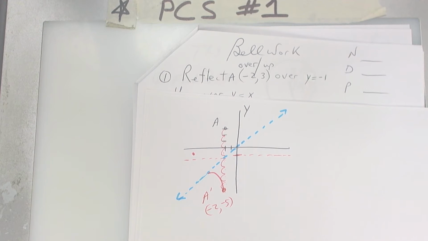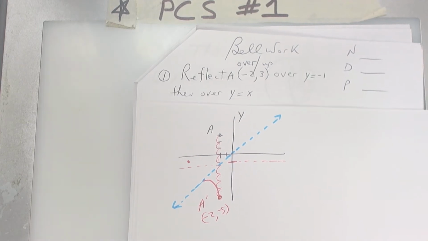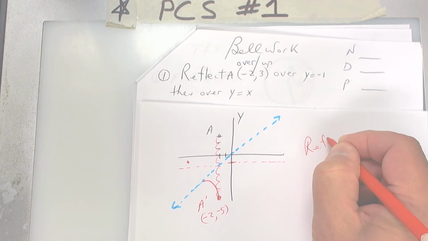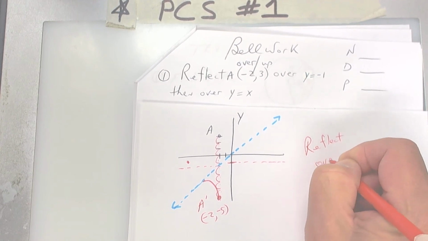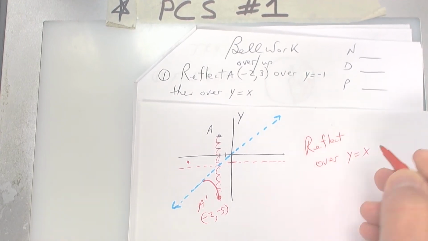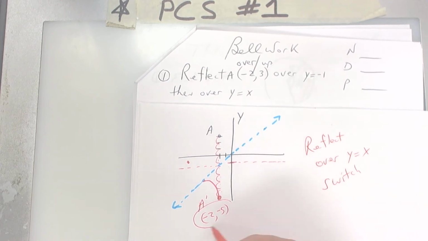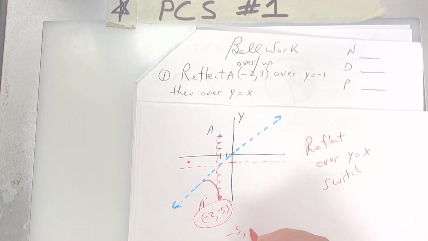Okay, but what I would do is memorize the formula. And the formula for reflecting over y equals x is switch. So you just switch these. So it's going to be negative 5 and negative 2. All right, that's your answer.